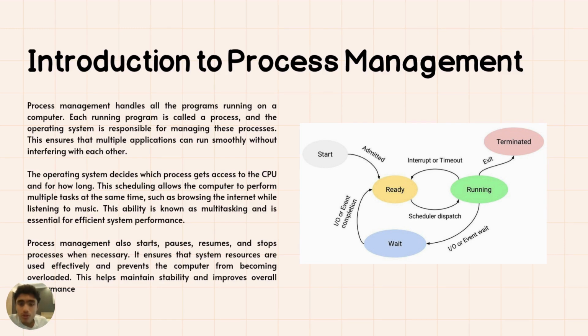One of the main roles of process management is CPU scheduling, where the operating system decides which process gets access to the processor, and for how long. This allows a user to perform multitasking on the computer, enabling activities like browsing the internet, listening to music, and downloading files simultaneously at a fast rate, for example. The operating system quickly switches between processes to maintain efficient performance on your device.